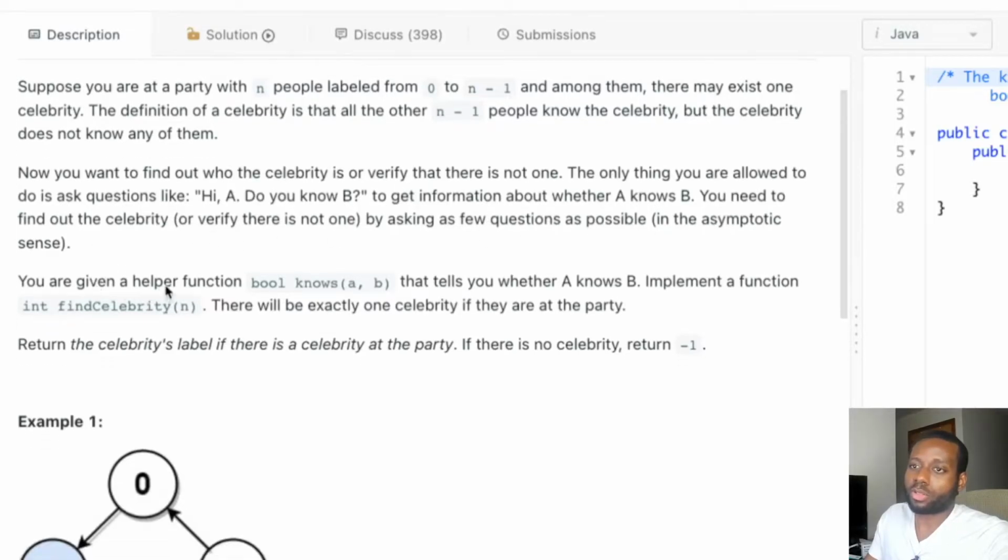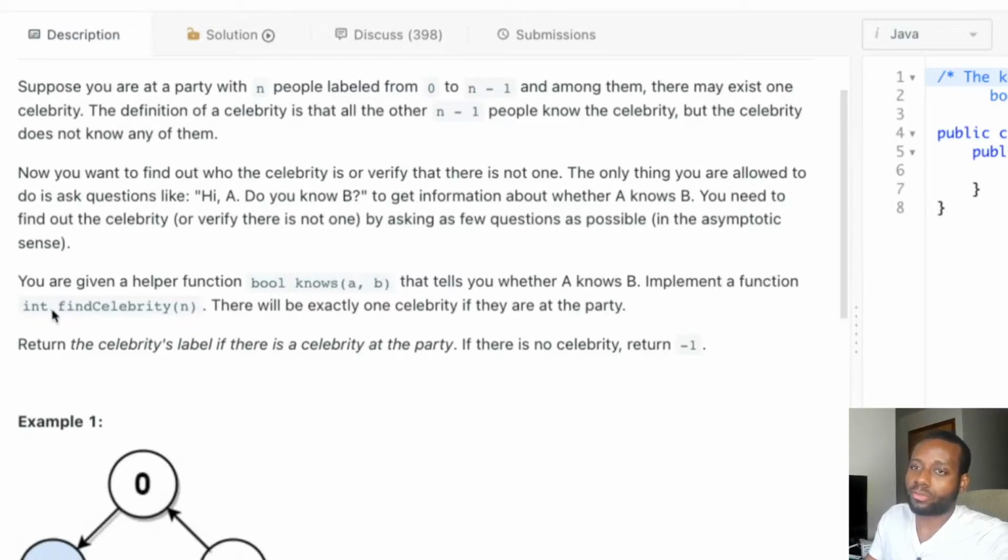It says you are given a helper function, a bool called knows(a, b). So there's a helper function that we can use. It tells us whether A knows B. We pass in two parameters to that function, and it returns a boolean value to let us know if A knows B. That's what they're saying right there.